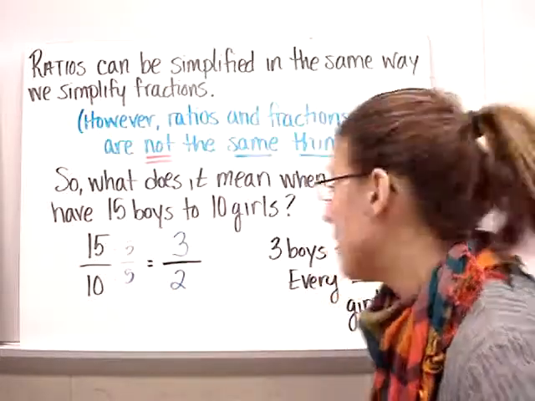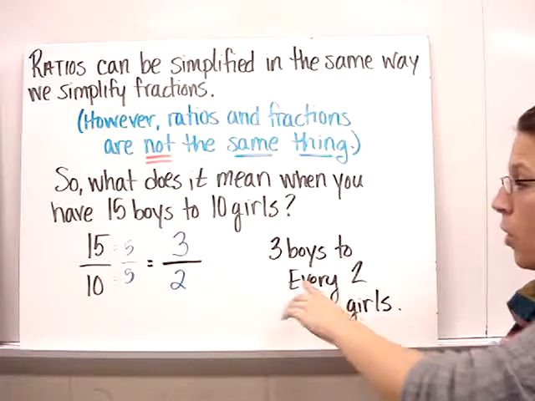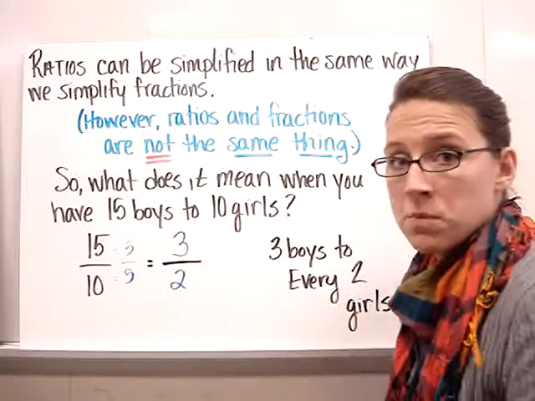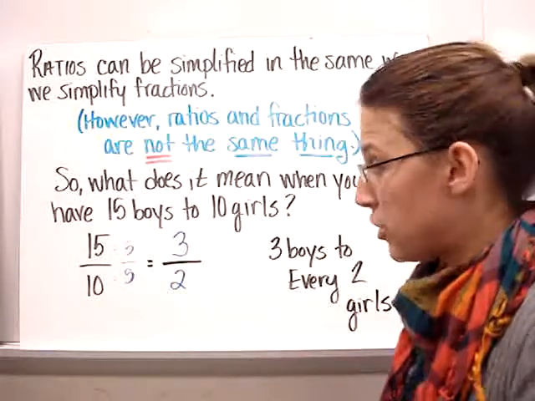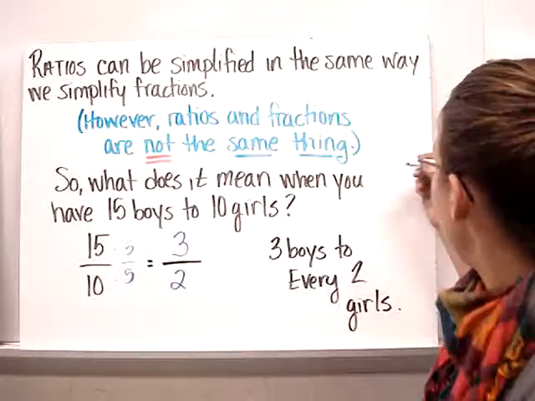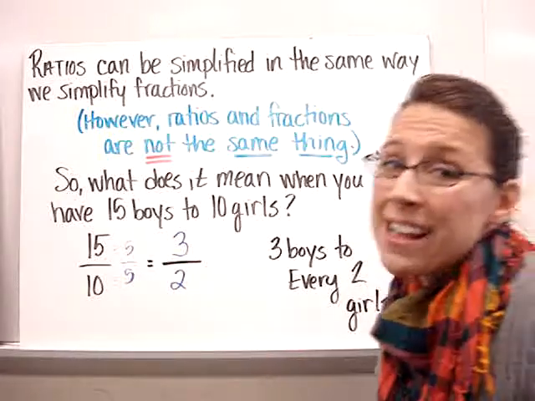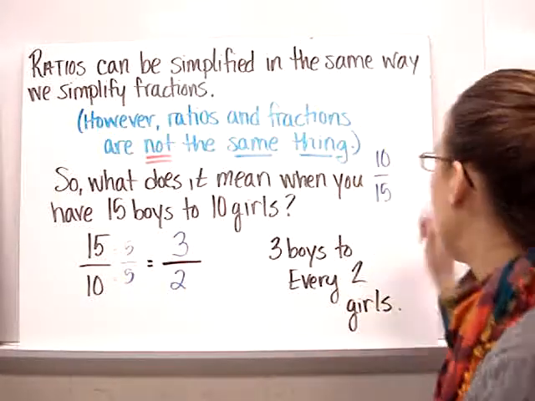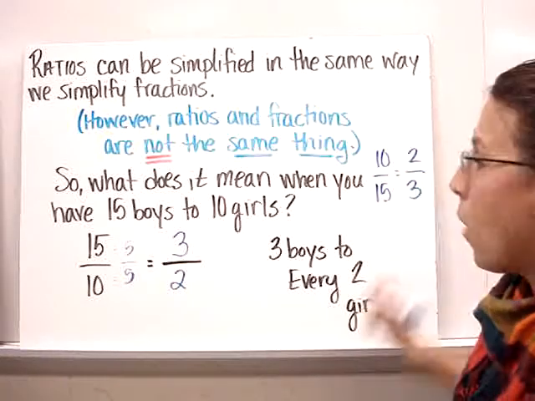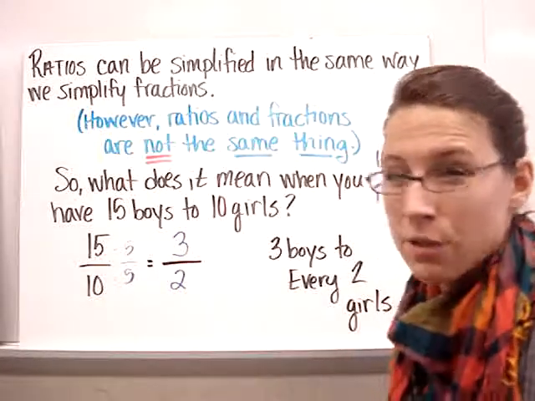So what does that mean? For every 3 boys, there are 2 girls. Or there are 3 boys to every 2 girls. Okay? That's the simplified ratio. Now, if I asked you for girls to boys, that would be 10 to 15. And that simplified ratio would be 2 girls for every 3 boys. But you have to be sure to give what is asked for.